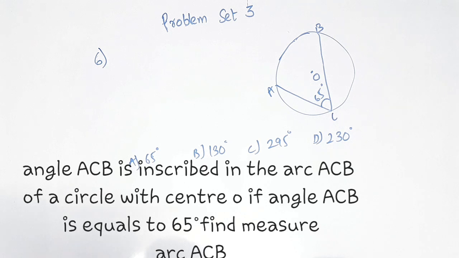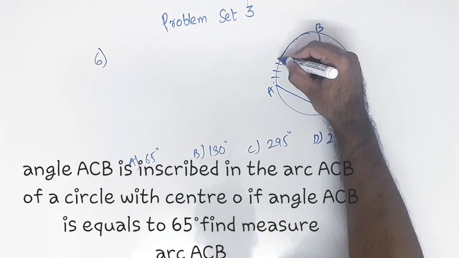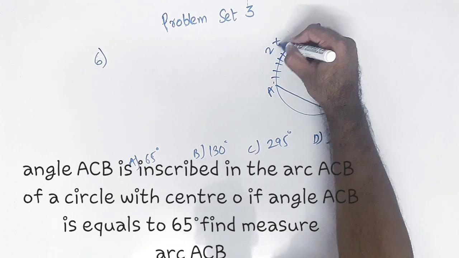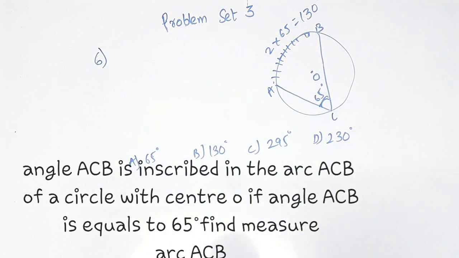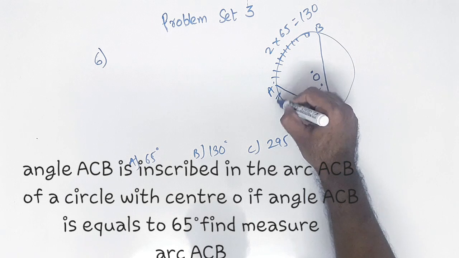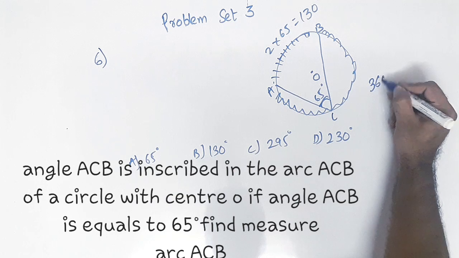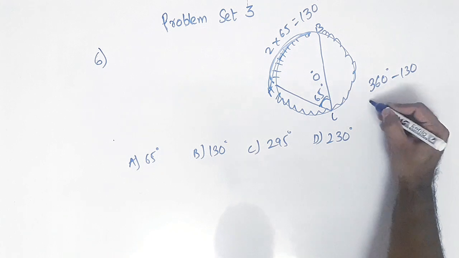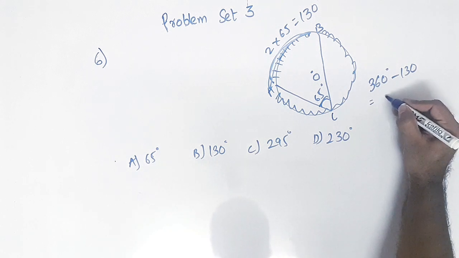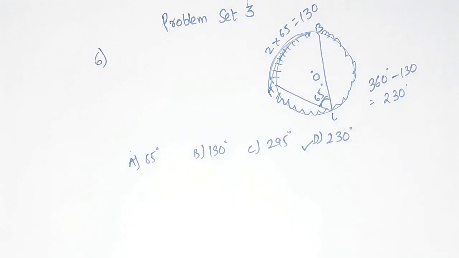This is question number 6. If this is 65, this intercepted arc will be double of 65, so it will be 130. You know the inscribed angle theorem. Now they have asked arc ACB. This arc will be 360 minus this arc 130. So what is 360 minus 130? It is 230. So your D option is the correct option. This is only for your understanding, rough work.